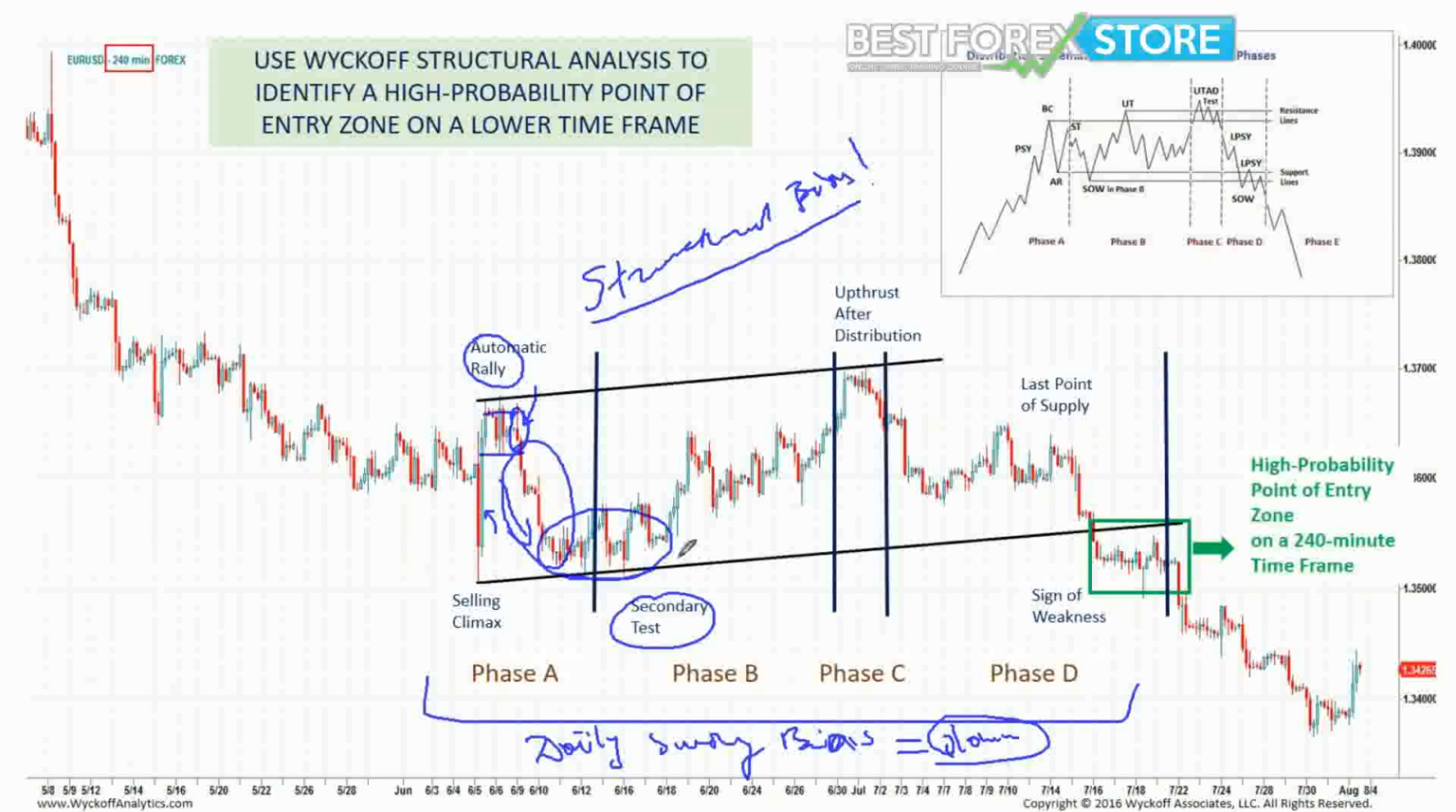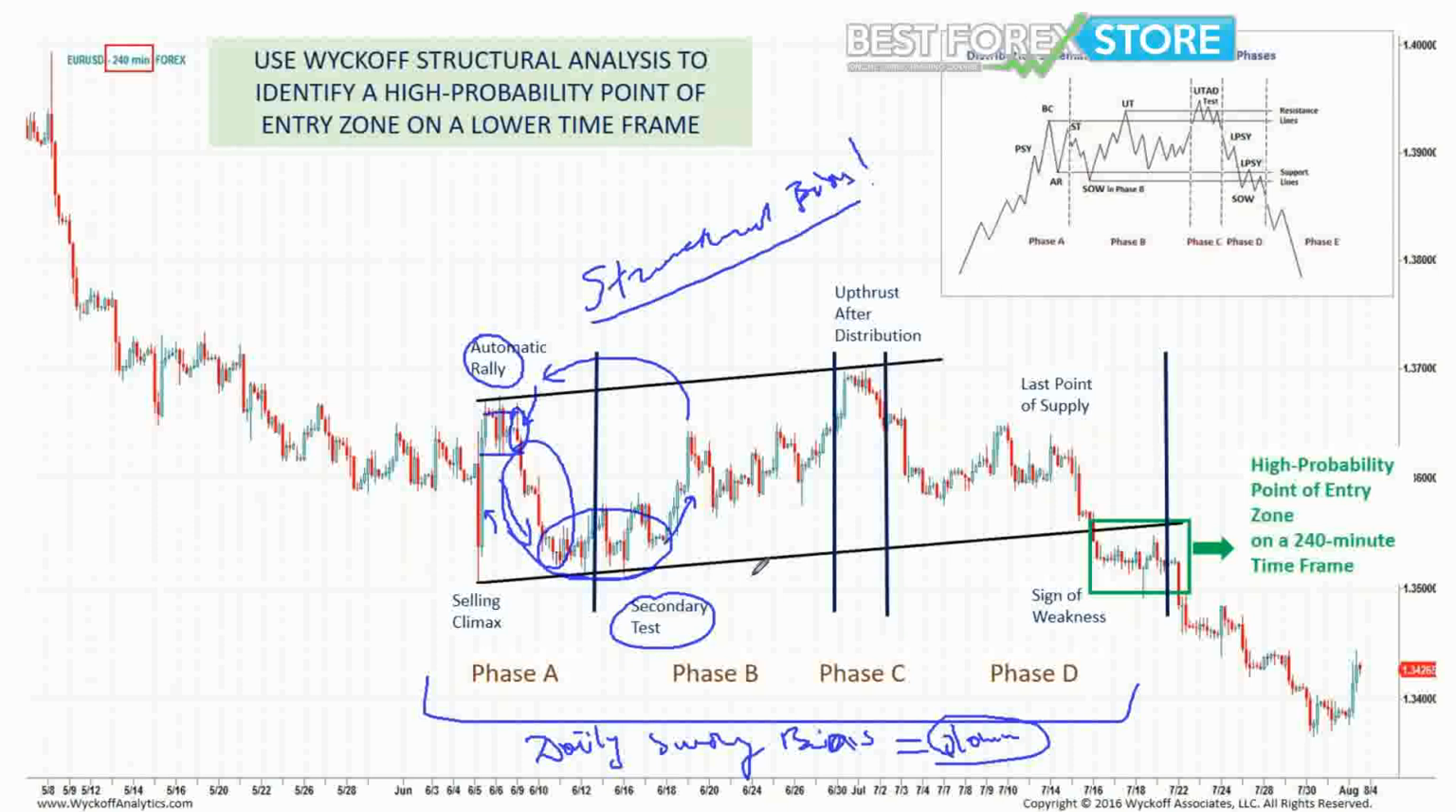Then here, as we're starting to go up, what's the daily swing bias? Still down. Still down, but what's the structural bias? Up. Up, yeah. So we have this mix, right? Structural is up because we experienced a secondary test in B, and we are waiting for the test of the automatic rally, and yet the daily swing is down. So here you could have a different sizing.